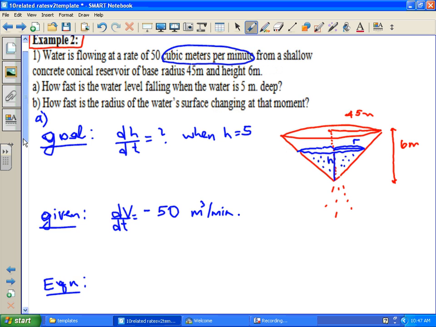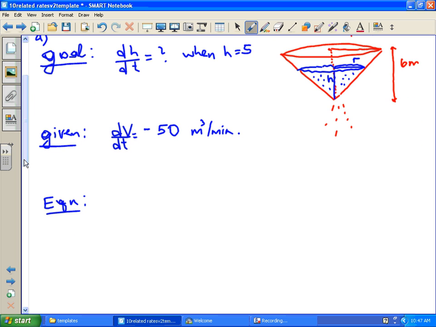Okay, an equation that can relate the volume of a cone with the height of a cone. What equation could we use there? How about the volume equation for a cone? Luckily, you don't have to memorize the volume equation for a cone. I will give this to you for a cone or sphere. You don't have to memorize. I'll give it to you for a cone. Here's the equation. Volume equals 1/3 pi r squared h.